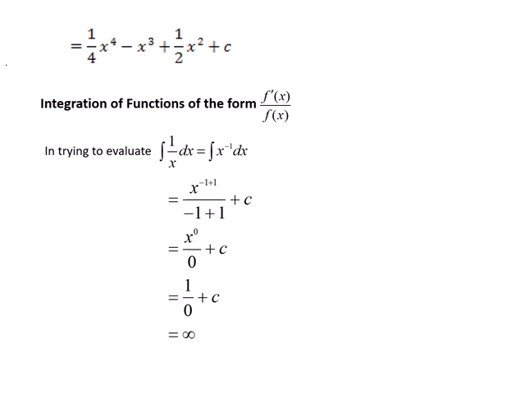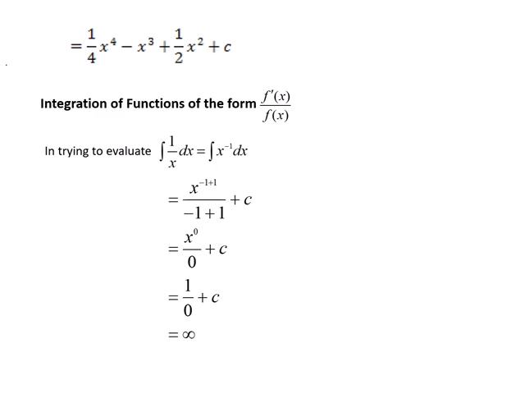You can write 1 over s as s raised to power minus 1. If we integrate this now, it will give us s raised to power minus 1 plus 1 all over minus 1 plus 1, which is s raised to power 0 all over 0. And s raised to power 0 is 1, so it is 1 all over 0 plus c. That is infinity, which means it is undefined. Since it is undefined, we now look into another method.